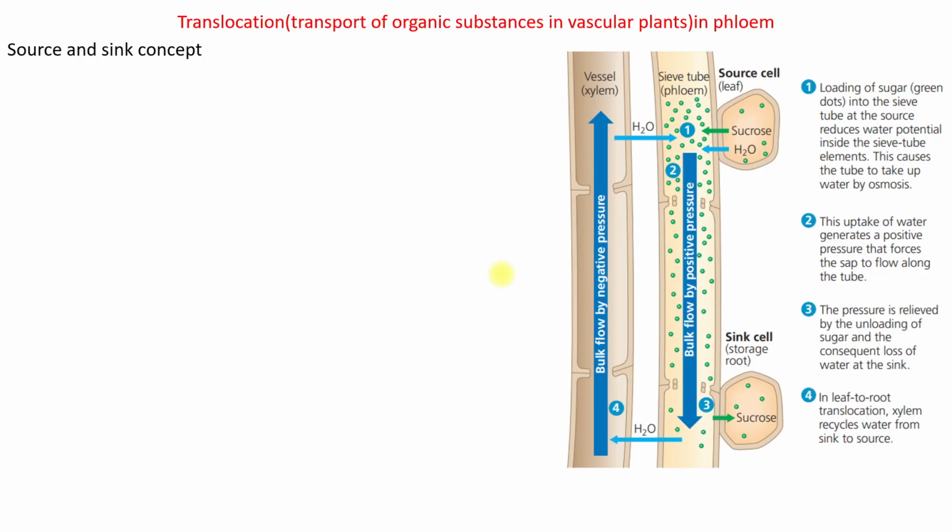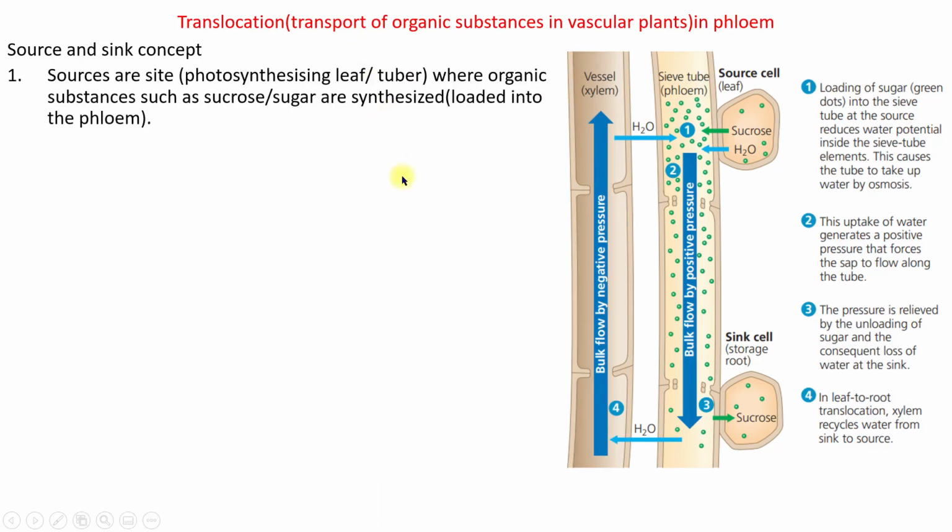Okay, so now let's go to the source and sink concept. You can refer to the diagram here, right? So this is the xylem vessel and this is the sieve tube element that is found in phloem, right? Sources are sites, for example the photosynthesizing leaf and the tuber in potato, where organic substances such as sucrose or sugar are synthesized.